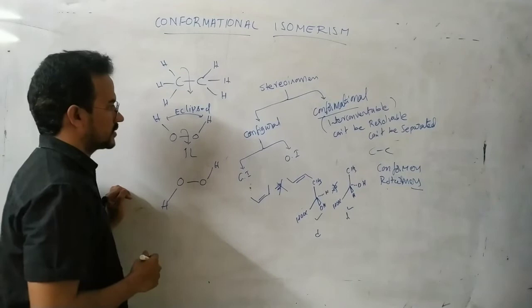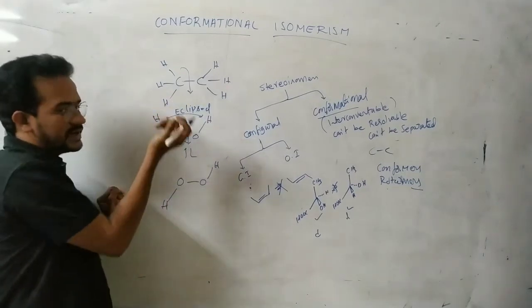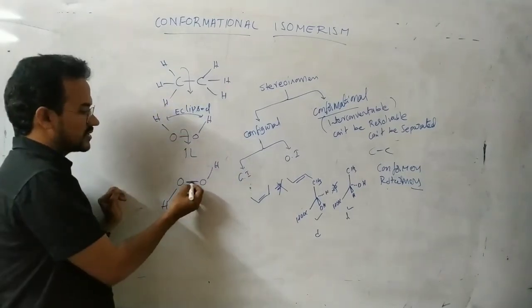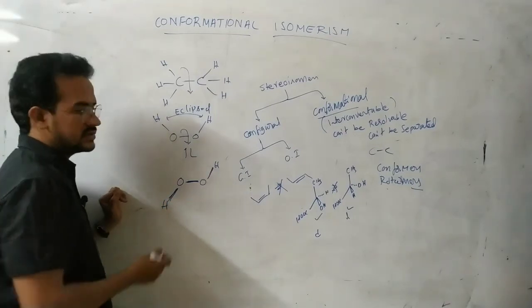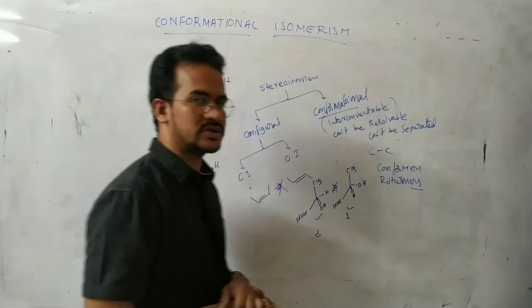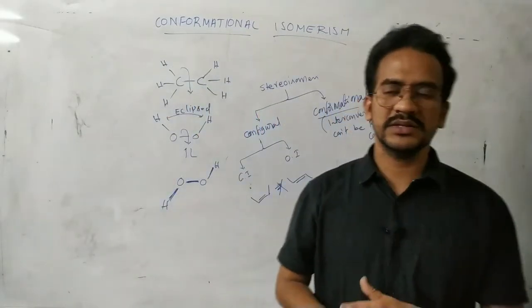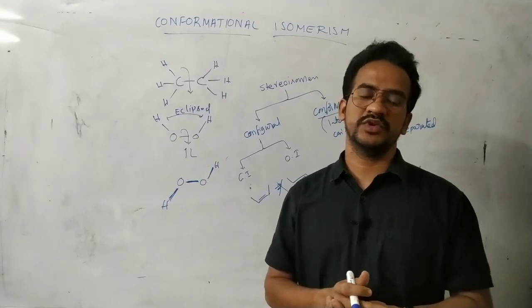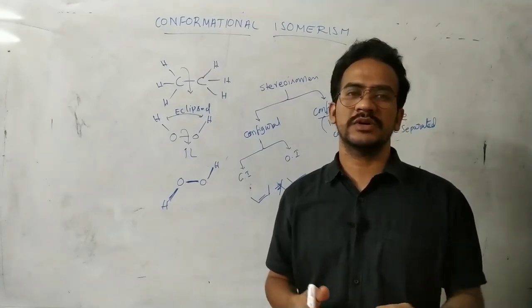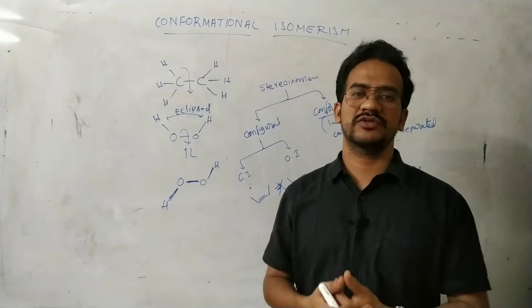That is one conformer. Now here, by rotating 180 degrees, we can get this conformer. This is hydrogen exactly opposite. This is one orientation, one type of spatial arrangement. So like this, about the bond rotation, different spatial arrangements are possible. Those are the conformational isomers or conformers, rotamers or rotational isomers.